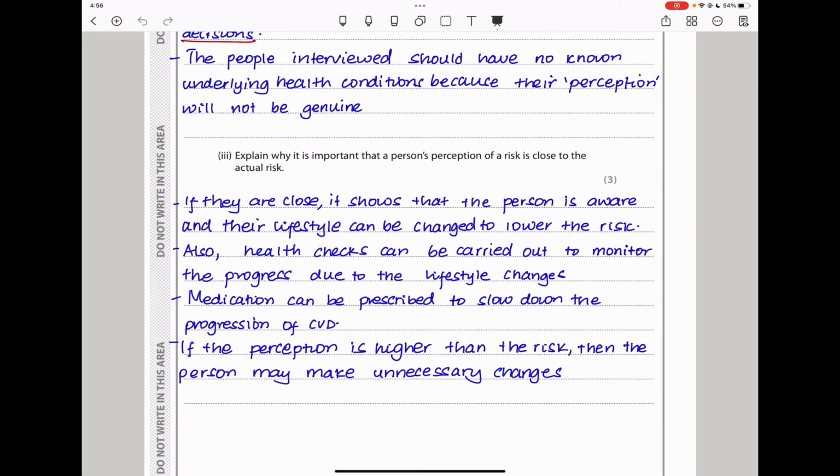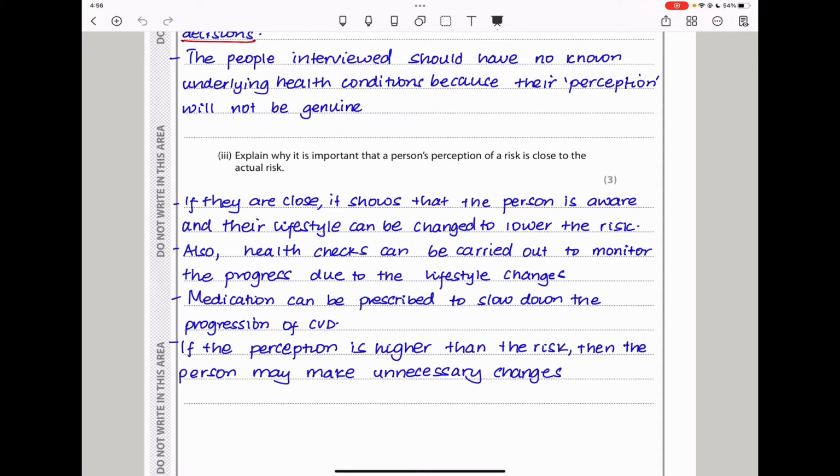Next here, they say, explain why it is important that a person's perception of the risk is close to the actual value. This is going to be important because if it's close, then it shows that the person is aware of the risk, and then they can be able to make lifestyle changes in order to lower the risk or minimize the progression of the disease. So I said, if they are close, meaning the actual and perceived risk, then it means that the person is aware of the condition or the situation they are in, and they can change their lifestyle in order to lower the risk. So as they change their lifestyle, we can be able to carry out health checks in order to monitor the progress.